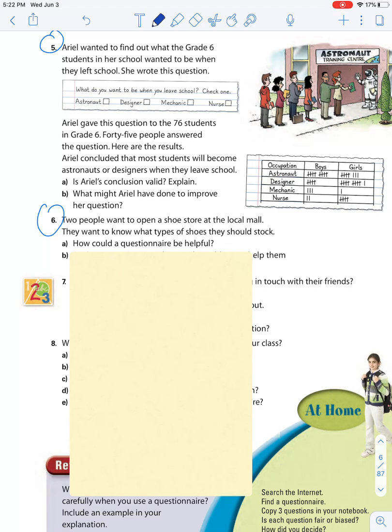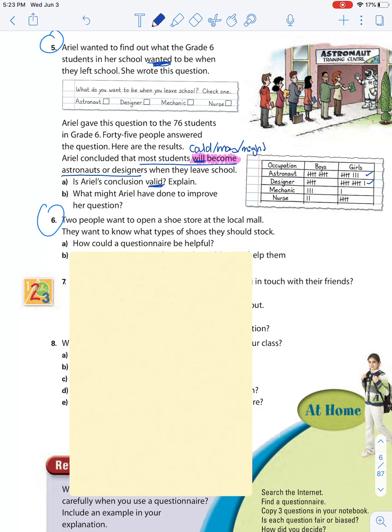Now this is tricky. So she concluded that most students will become astronauts or designers when they leave school. Well, she is right that we had the most people as astronauts and designers, so that's true. But the error in this is this word right here, will become. That is too strong of a word. She could say something like could become, or may become, or might. But to use the word will, it was just what they wanted to be when they left school. Doesn't mean that they will become it, right? So we have to be careful with the validity of that conclusion. So no should be the answer.